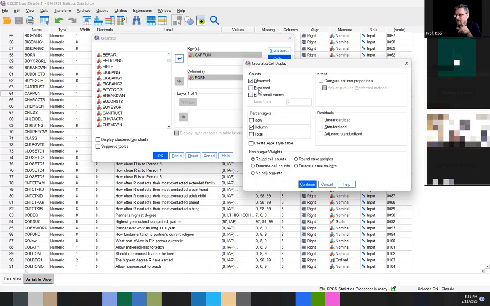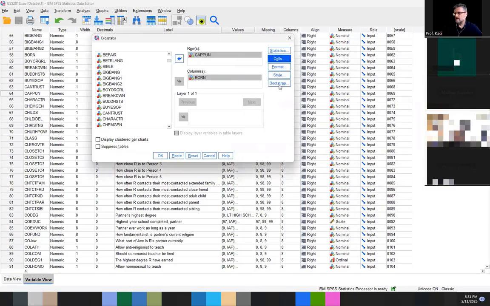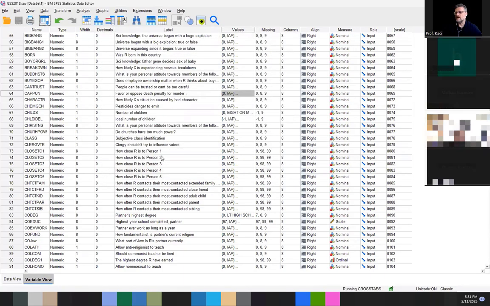And I'm not going to get expected right now. I'm going to get it later. But so far, I just want to show you one part of the crosstabs. And that part is very important, just to look at and analyze the cross-tabulation. So I'm going to click continue. And I'm not going to go to statistics. We're going to do that later. And I'm going to click OK.